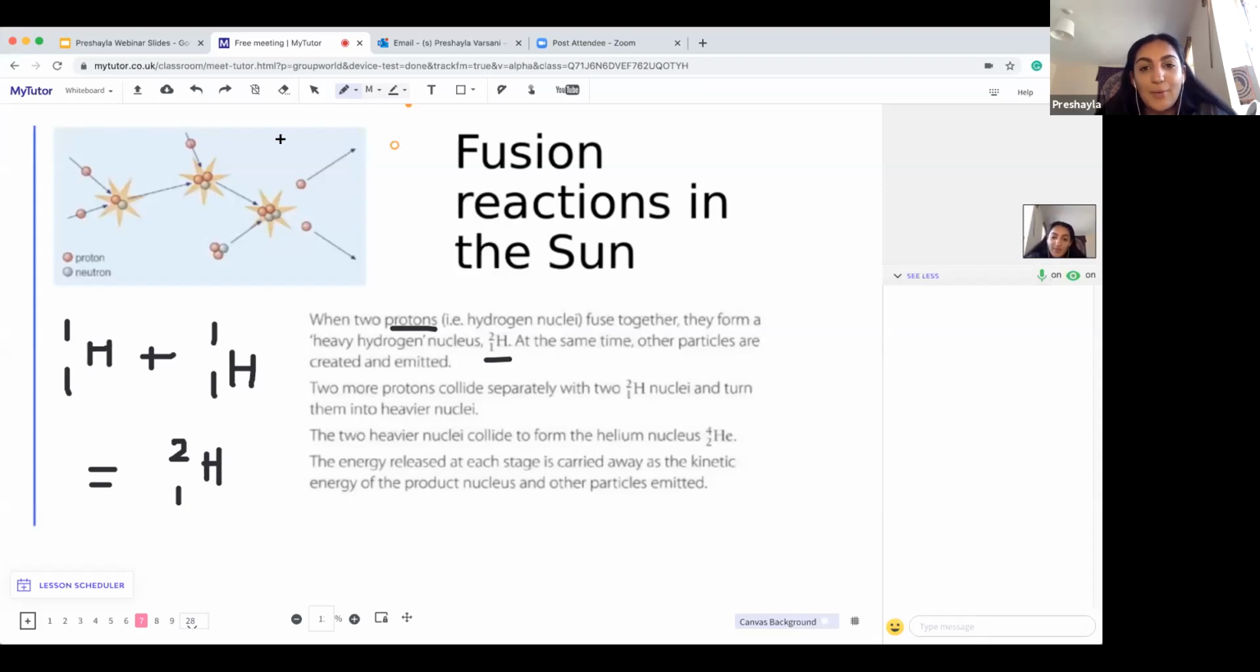Now, this process is, again, not really in your specification. It's never tested, and it's just a really small fact that they include for extra information. It's never tested, so it's not really something that you need to remember. It's just an example of how fusion happens in stars.